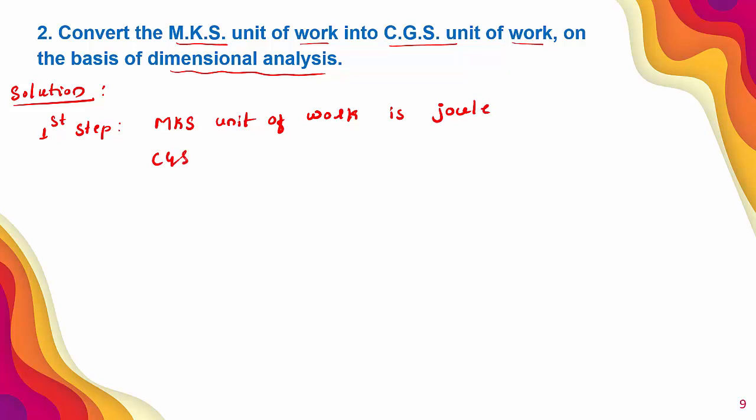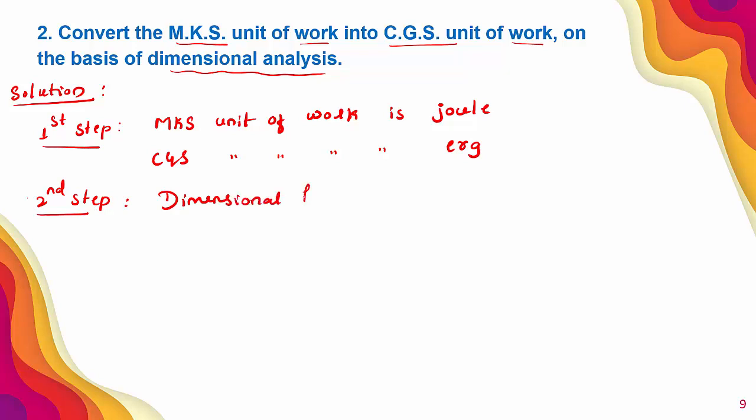Then the CGS unit of work is erg. What is the CGS unit? Erg. This is the first step. Then the second step. What is the second step? We have to write its dimensional formula.